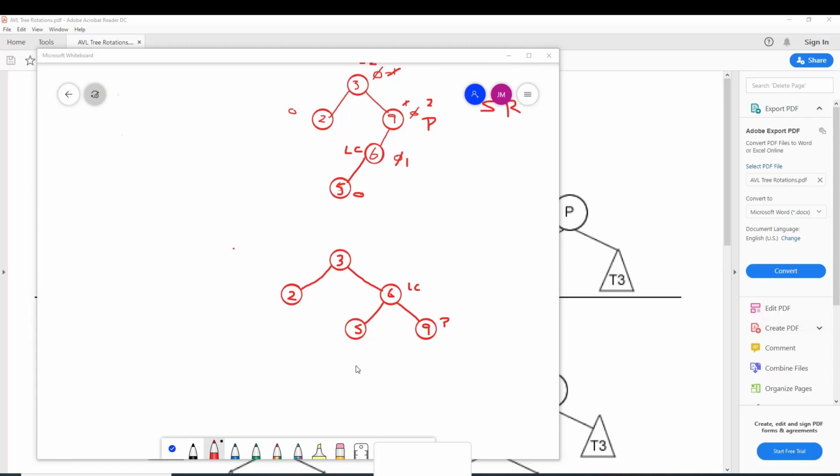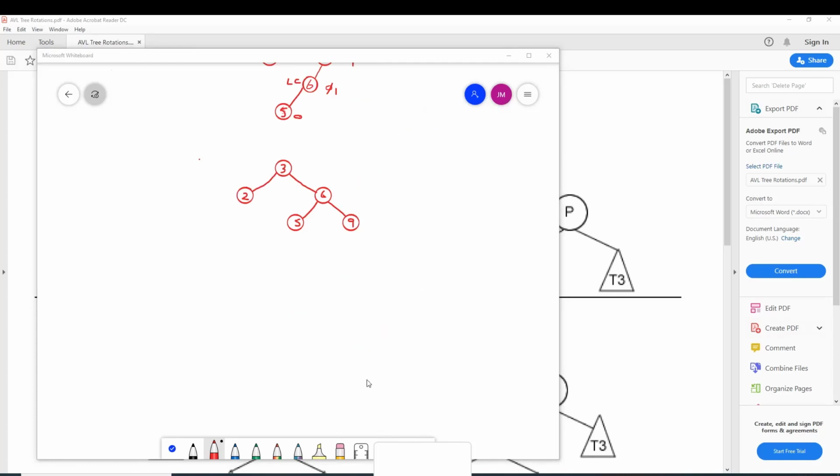Now I look at these balance factors again. This is 0 minus 0. This is a 0. This is a 0. Leaves are always zeros. Okay, this is a 1 minus 1. So this is now a 0. And this is a 1 minus 2. This is a negative 1. So here we have our AVL tree, all perfectly balanced.